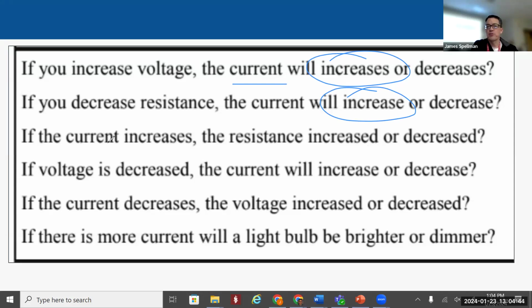Or, and this is kind of, again, usually the current doesn't cause anything, but if the current got faster, what probably happened to the resistance? We got less of it.